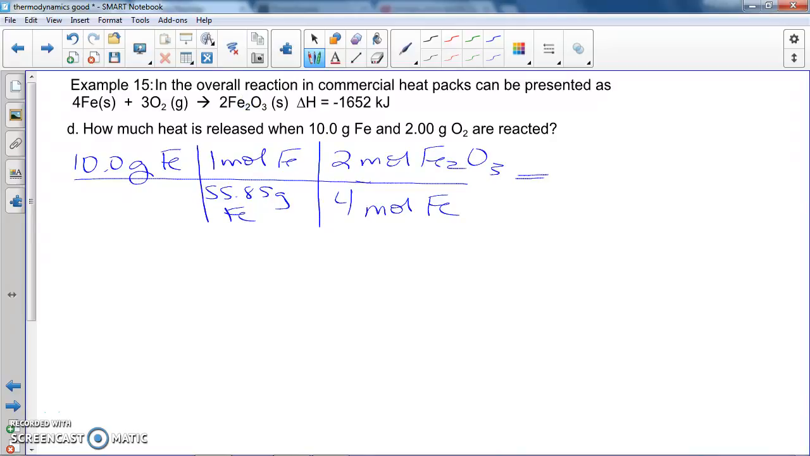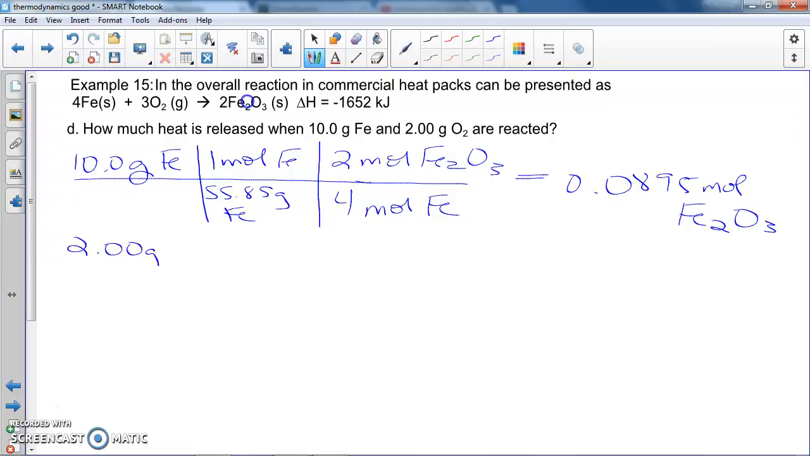When I get that number, I get 0.0895 moles of iron oxide. That's one possibility, but I have 2 different starts. I've got to see which one's my limiting reactant.